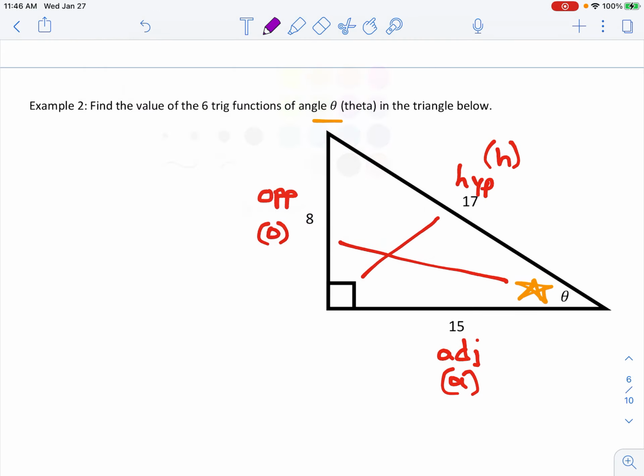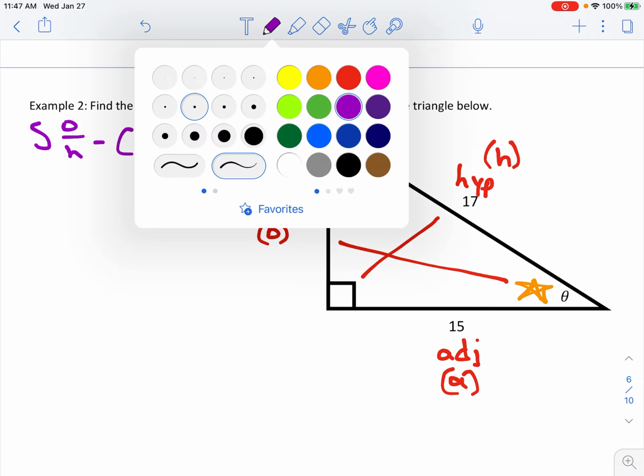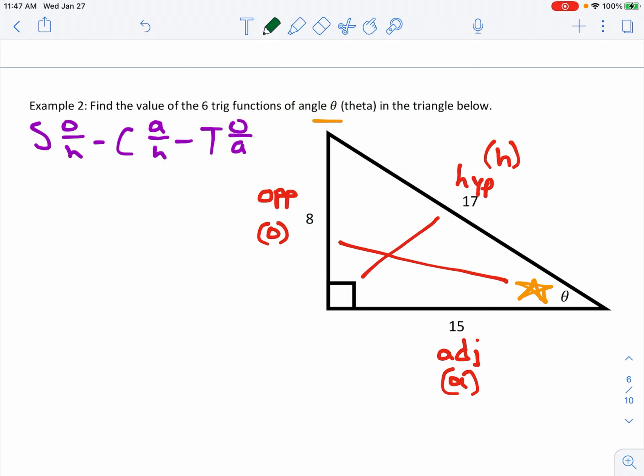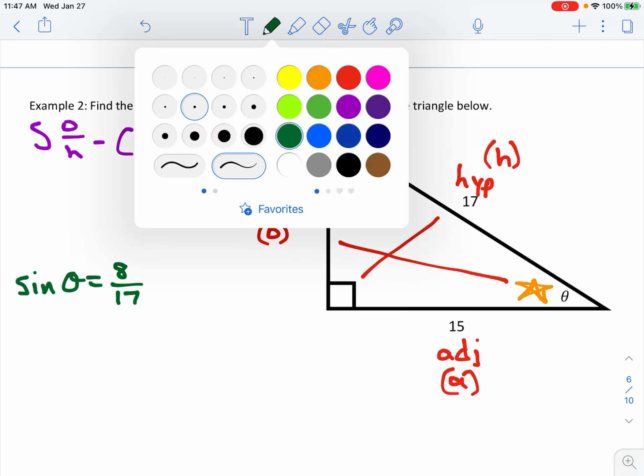Now, before we get started, let's just think of our little cheat sheet. We have SOH CAH TOA. All right, we're going to go ahead and list those first. So let's do sine first, and then we'll come back and we'll flip them. So sine of theta is equal to, I need opposite first, so 8 on top. I need hypotenuse second, so 17 on bottom.